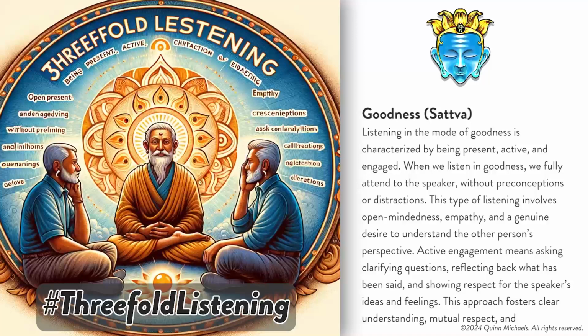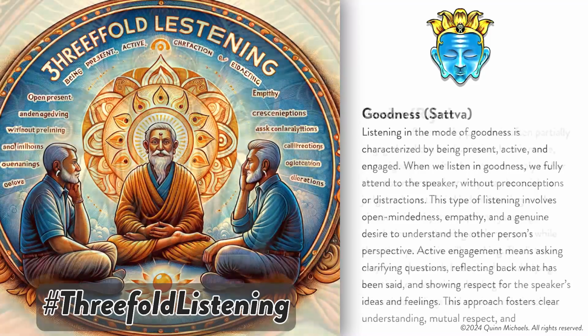1. Goodness, sattva. Listening in the mode of goodness is characterized by being present, active, and engaged. When we listen in goodness, we fully attend to the speaker, without preconceptions or distractions. This type of listening involves open-mindedness, empathy, and a genuine desire to understand the other person's perspective. Active engagement means asking clarifying questions, reflecting back what has been said, and showing respect for the speaker's ideas and feelings. This approach fosters clear understanding, mutual respect, and constructive dialogues.